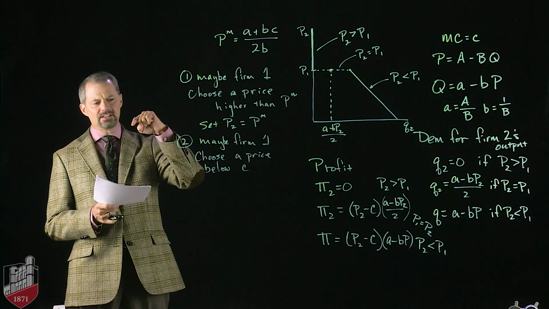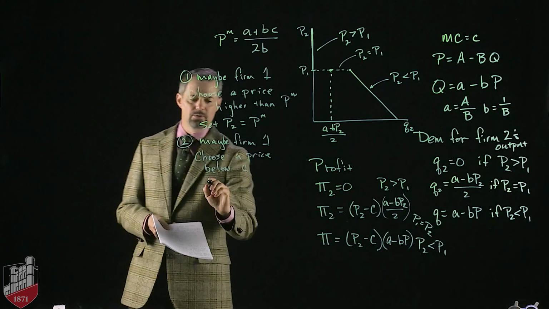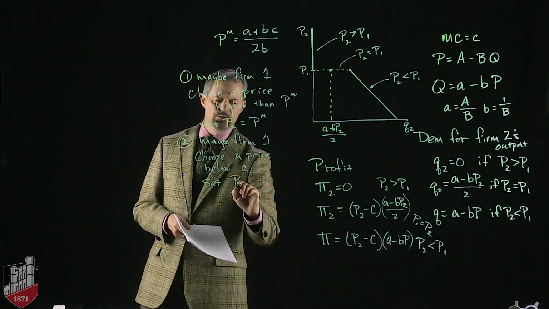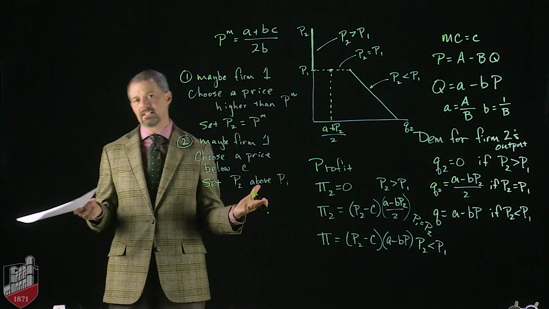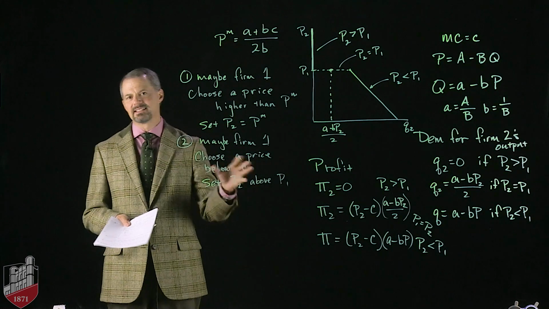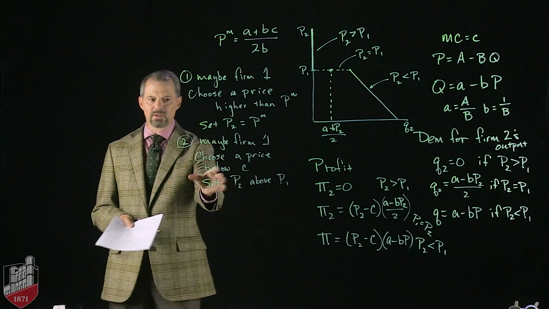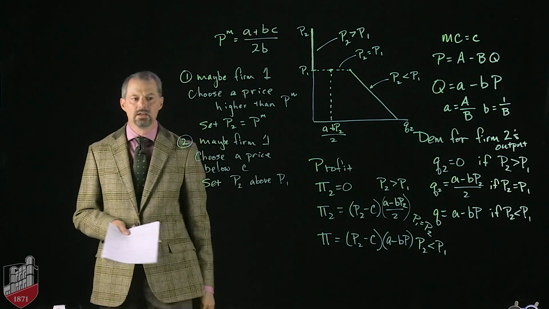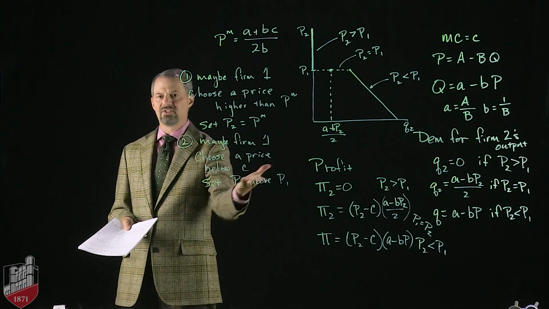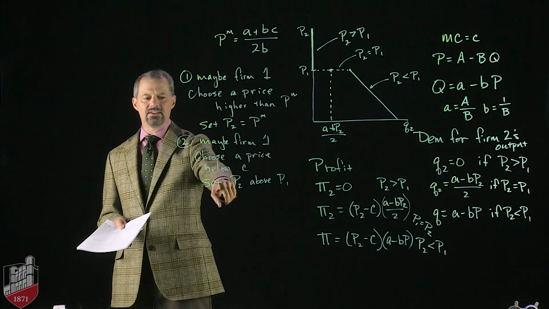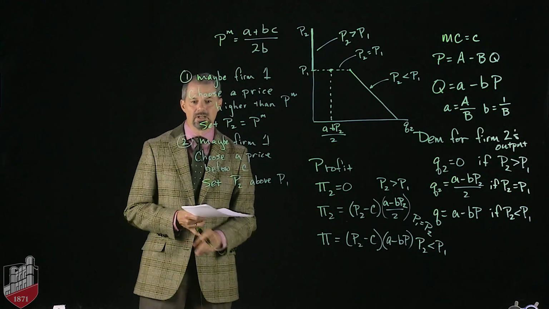In that case, it's better for firm 2 to set a price above P1. So set P2 above P1. Now, you're not going to sell anything, right? Firm 1's going to capture the entire market, but they're going to be losing money because they've got a price below their cost. But it would be better, you don't want to match firm 1's price because now you're also losing money. So in that case, set a price above P1, you sell nothing, but that's better than losing money.